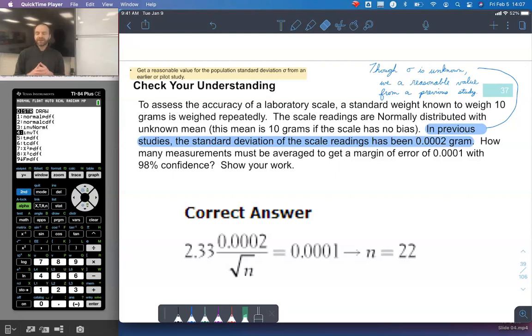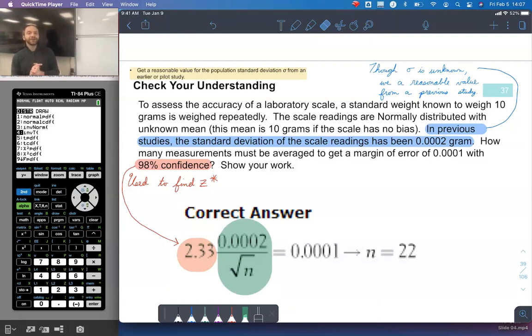Now, how many measurements must be averaged to get a 98% confidence level and a margin of error of 0.0001? So that 98% confidence level tells me to go find my critical value Z star. And so when I did that, I had my 2.33. And so that's where I got that value. And I'm going to multiply it by my population standard deviation divided by the square root of the sample size I'm trying to figure out. Now that has to be less than or equal to 0.0001, the margin of error.